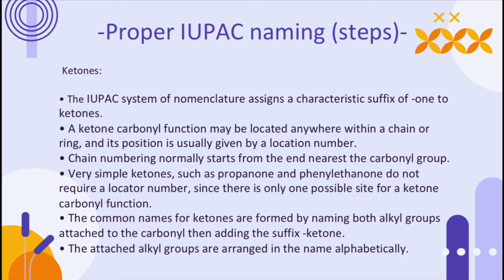Very simple ketones such as propanone and phenylethanone do not require a locator number since there is only one possible site for a ketone carbonyl function. The common names for ketones are formed by naming both alkyl groups attached to the carbonyl, then adding the suffix ketone. The attached alkyl groups are arranged in the name alphabetically.